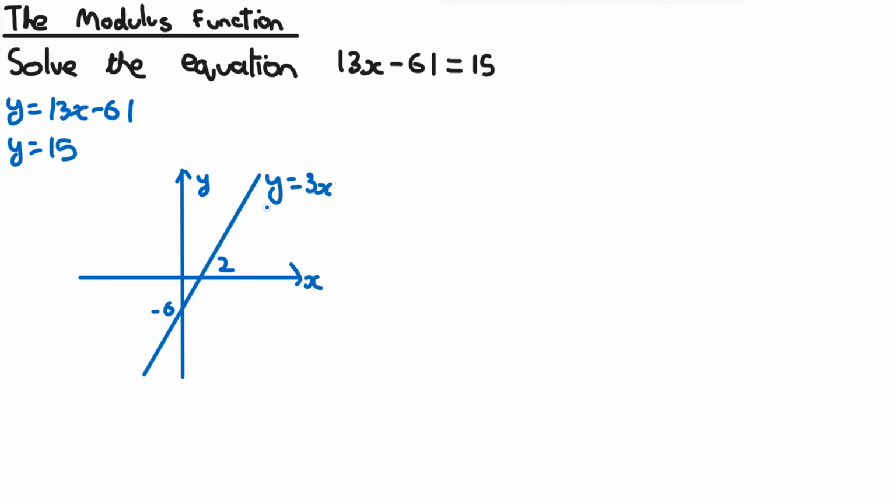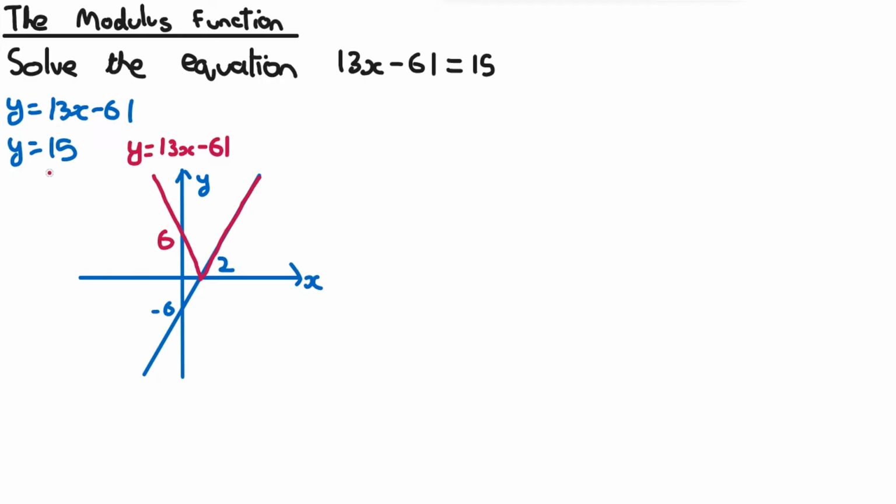And then to sketch the graph of the modulus of 3x minus 6, we have to reflect everything that is under the x-axis in the x-axis. So this part here is fine because this is above the x-axis, so this is going to remain the same. And this here is below the x-axis, so therefore this is going to be reflected in the x-axis, so this is going to look like this. And this graph is y is equal to the modulus of 3x minus 6, where the new y-intercept here is equal to 6. So that's the graph of the modulus.